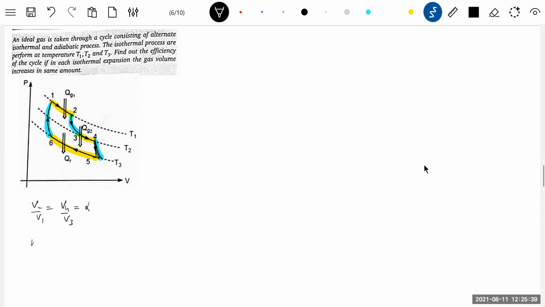Now in the isothermal process, QG1, the symbol already given, let me use that one. Or this is equal to Q12. Heat gain in isothermal expansion 1 to 2 should be equal to QG1 equal to number of moles nRT1 log of V2 by V1. Then heat gain in the path 3, 4 or QG2 should be equal to nRT2 log of V4 by V3.